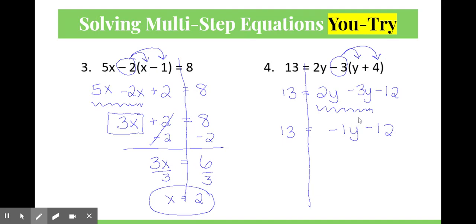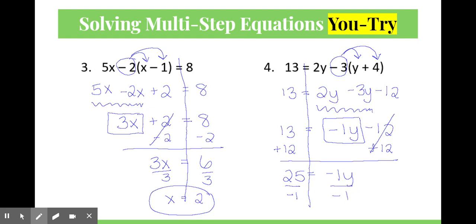All right, time to solve this two-step equation. Box off the variable. Now what should I do? Add 12 to both sides. 13 plus 12 gives me 25 equals -1y. And what's the final step? I need to divide both sides by -1. So I'm left with y is equal to -25.